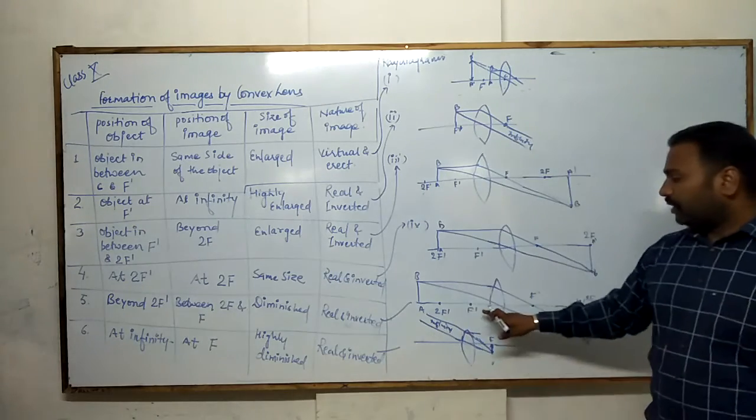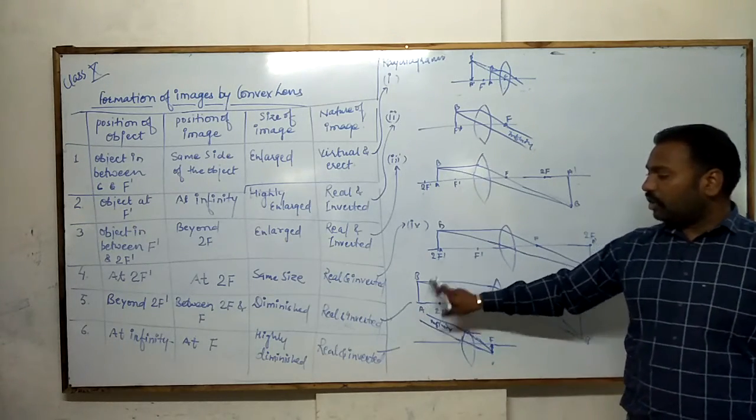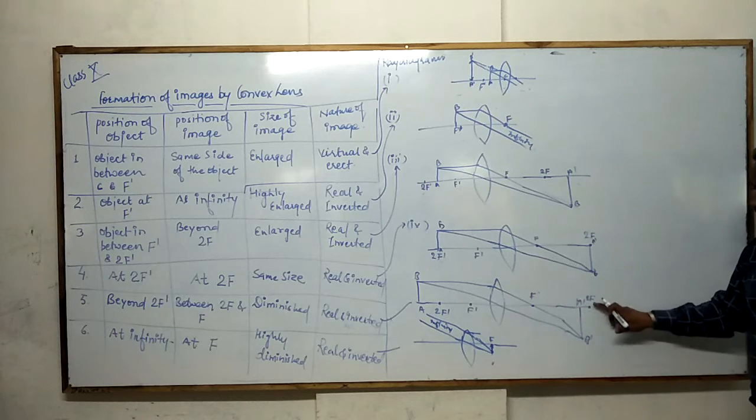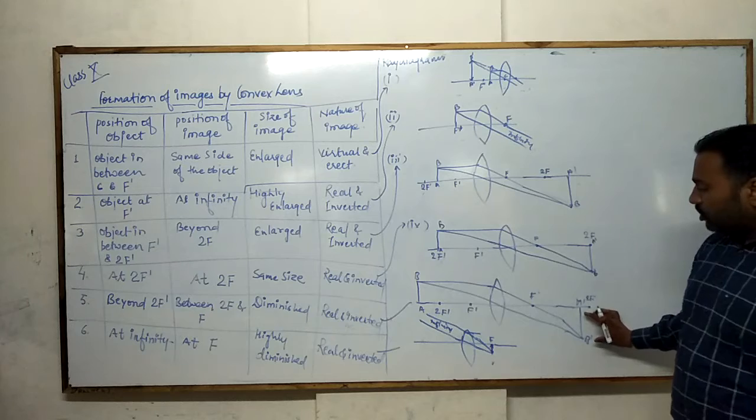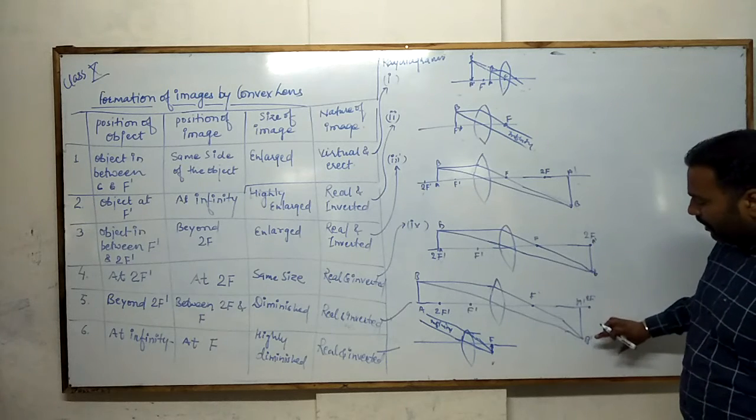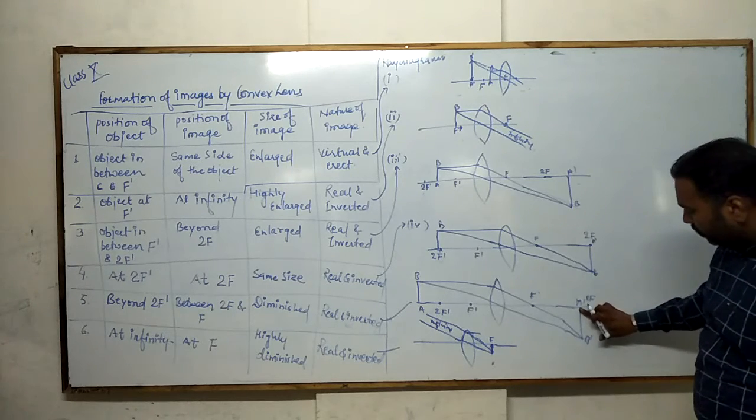Beyond 2F dash, it means we are keeping the object beyond 2F dash, then the image is formed in between 2F and F anywhere. Then a diminished image, a smaller image, will be formed here, not too long here.